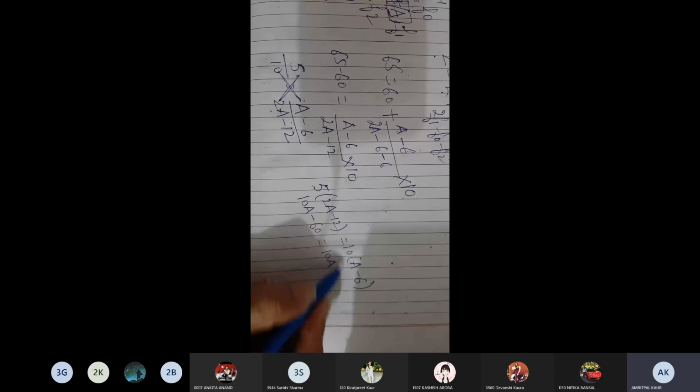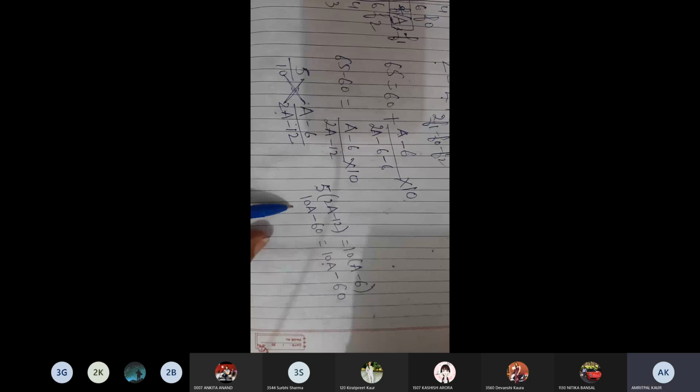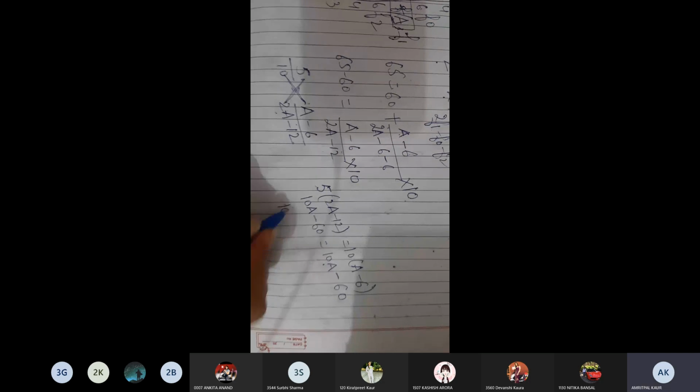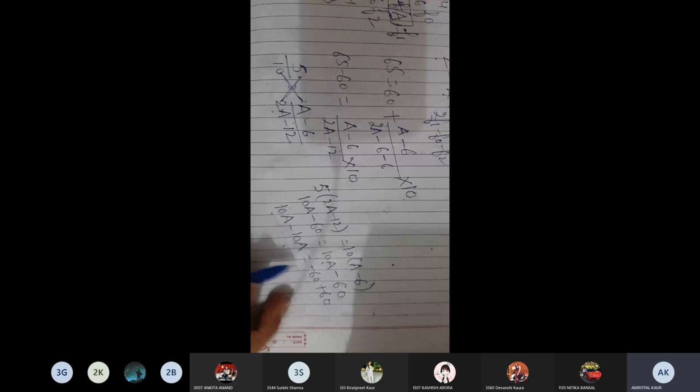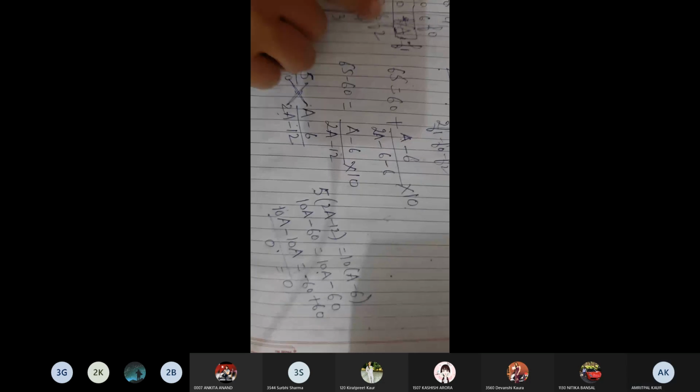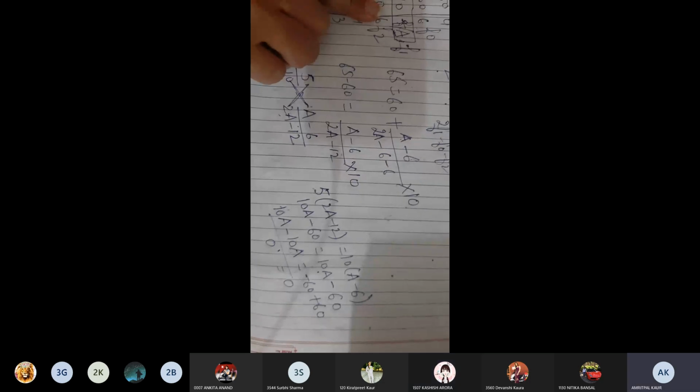So this 10A you will take to the other side. Then this will become 10A minus 10A, and then it is minus 60, and this will become plus 60. This is coming 0, this is also coming 0. 0 is equal to 0. There is some problem in the statement, this means. Yes, ma'am. Okay, let me check that. Have we filled the correct values only?